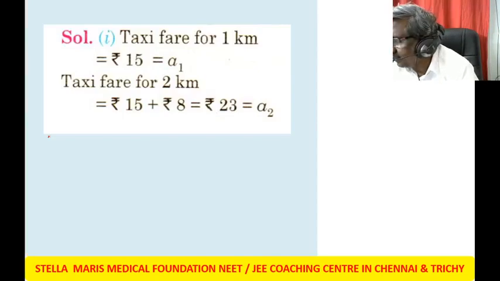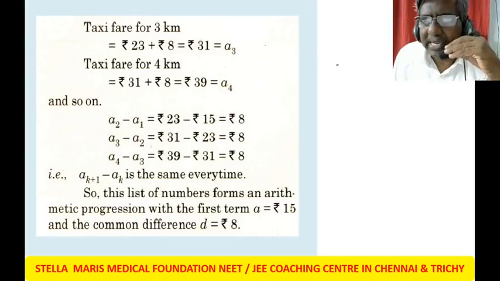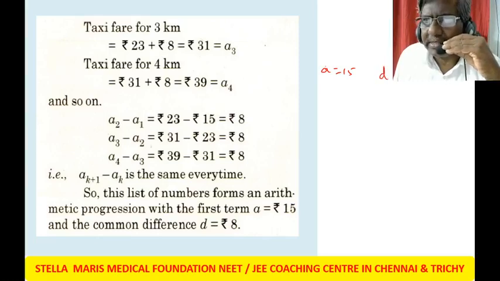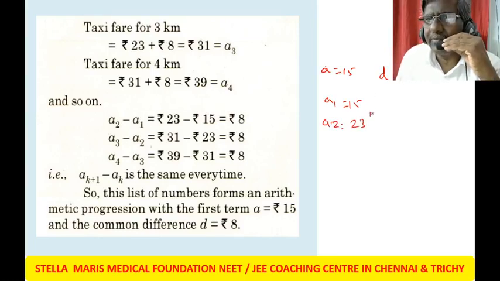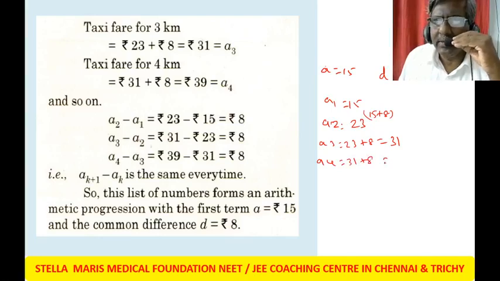Okay, Babu, 23. So here they say additional kilometer. A is equal to 15, the starting fare. Then for every kilometer, the common difference is 8. So A1 is 15, A2 will be 15 plus common difference 8, which is 23. Likewise, A3 will be 23 plus 8, equal to 31. A4 will be 31 plus 8, equal to 39.